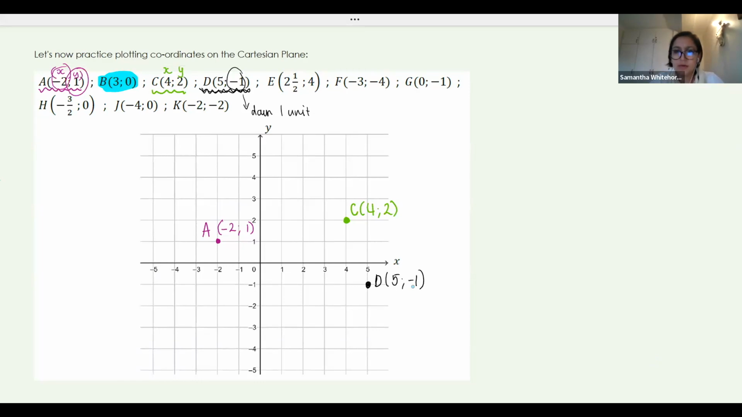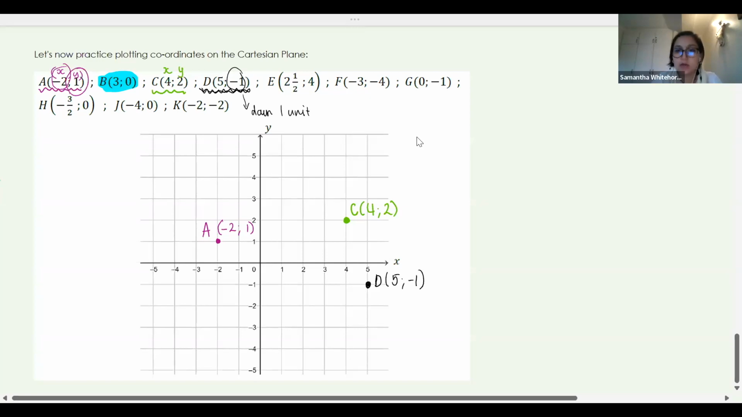Where would point B go? Oh, okay. Let's try someone else.